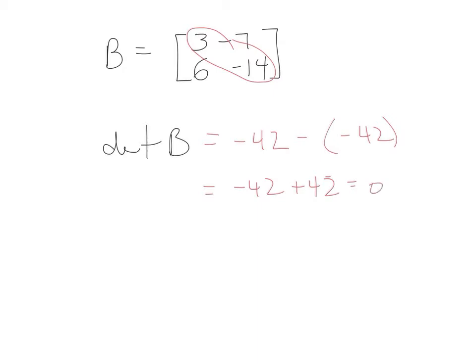Now, as I said at the beginning, these determinants are kind of like the size of a matrix. Don't worry too much about that, except to say that when we get a matrix with a determinant equal to 0, that's going to have a very particular property that we're going to talk about with the next topic, which is the inverse of a matrix.